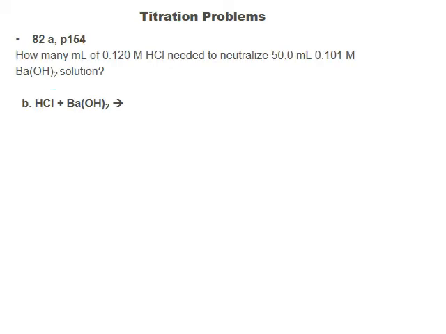Now I'd like to go over problem 82a. The question is, how many ml of 0.120 molar HCl are needed to neutralize 50.0 ml of 0.101 molar Ba(OH)2? Again, we need to look at the reaction between HCl and Ba(OH)2.